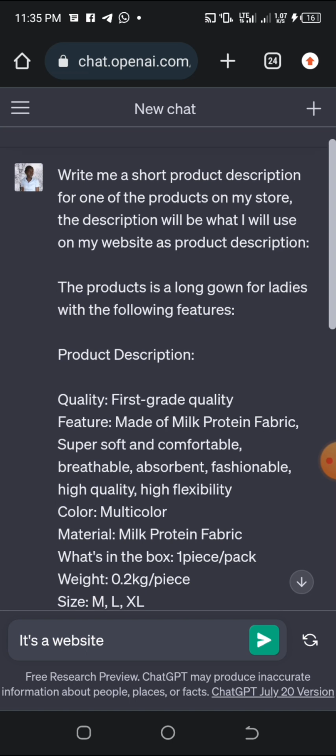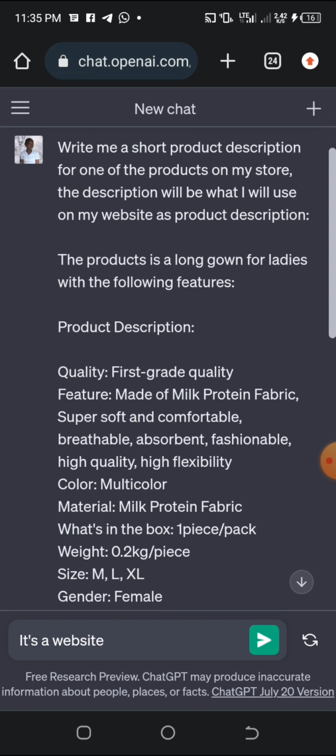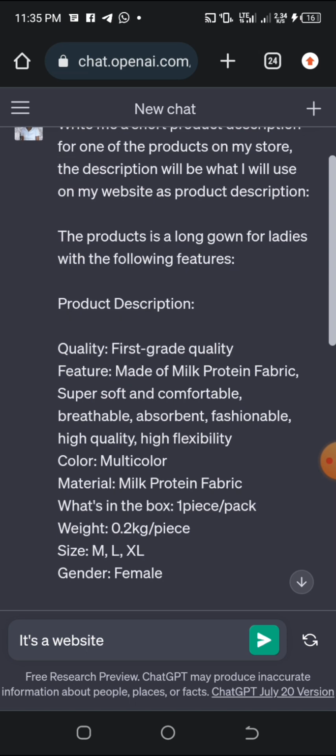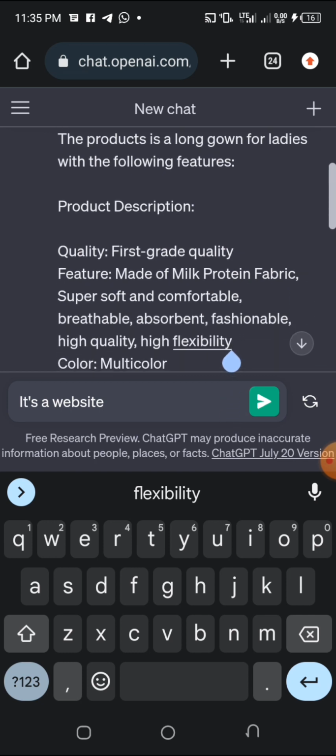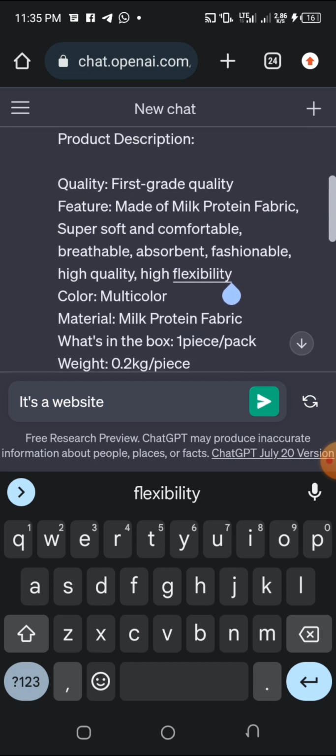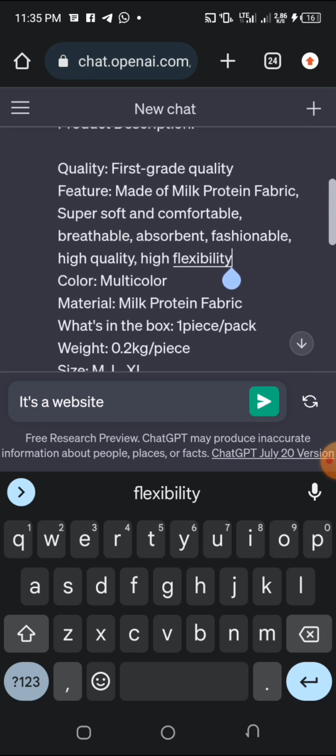For instance, I said, write me a short product description for one of my products on my store. The description will be what I will use on my store as a product description. Now the product is a long gown for ladies, with the following features, that's the style, whatsoever. So for the product description, we have the quality, it is first grade quality. The feature, it is made of milk protein fabric, and it's super soft. It is breathable, it's absorbent, it's high quality. The color, we have multicolor.